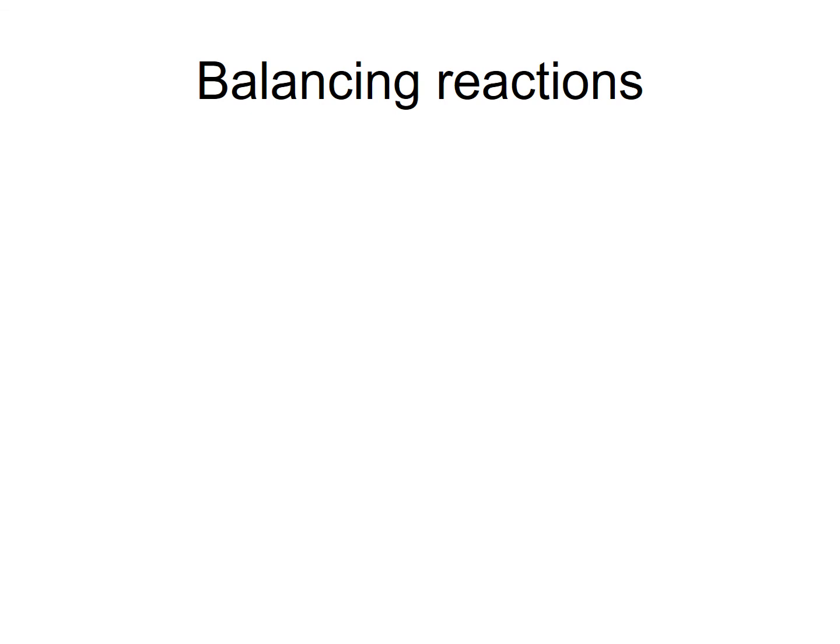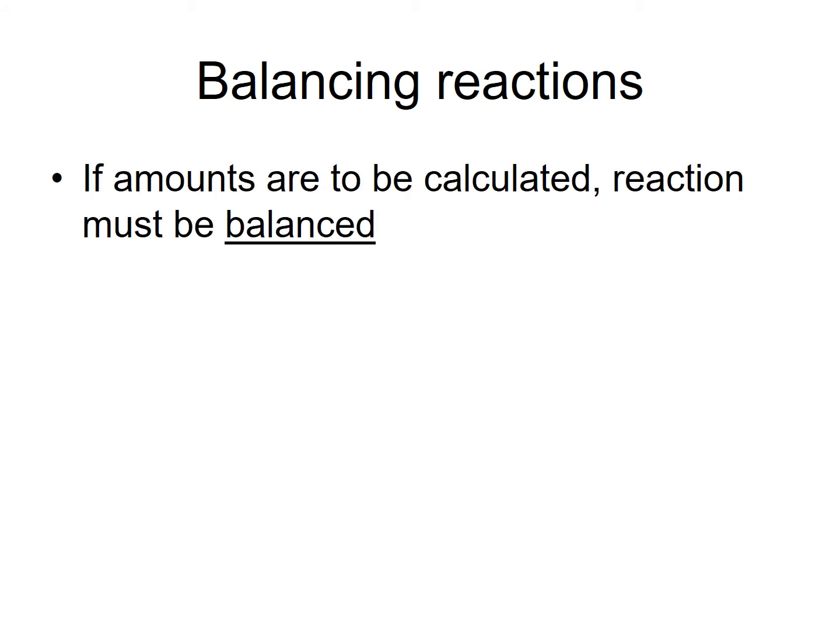Now, the reactions I gave you, if you're familiar with chemistry, you may have noticed that they weren't balanced. So we're going to discuss the general technique of balancing reactions and what it means to balance a reaction. If we're going to use a written chemical reaction to calculate amounts, say of products or amounts of reactants that are used, we have to start with a reaction that's said to be balanced.